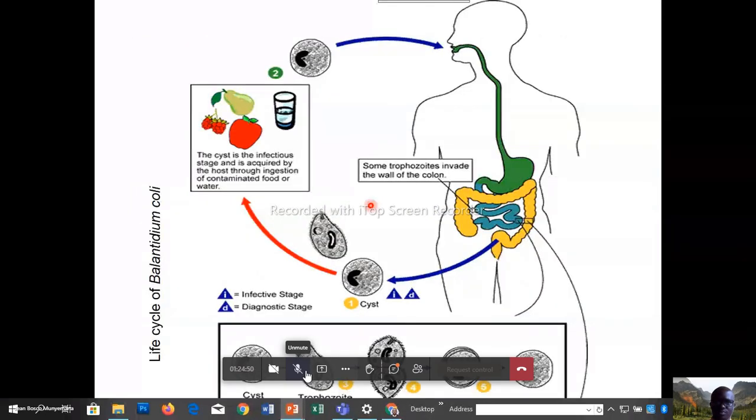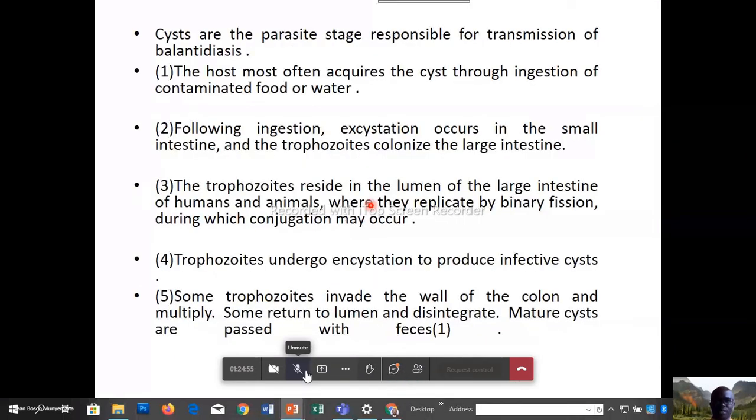So this is the Balantidium coli trophozoite on microscope. Life cycle, I told you, it's a fecal-oral transmission. The cysts are the parasite stage responsible for transmission of balantidiasis. Hosts most often acquire the cyst through ingestion of contaminated food or water. Following ingestion, excystation occurs in the small intestine and the trophozoites colonize the large intestine. The trophozoites reside in the lumen of the large intestine of humans and animals, where they replicate by binary fission, during which conjugation may occur.